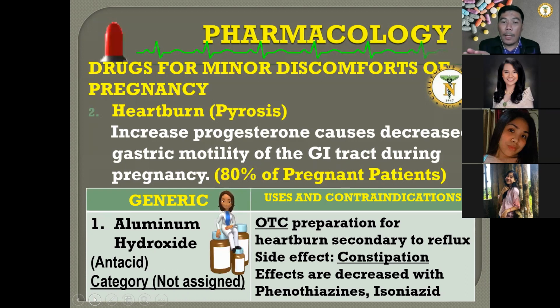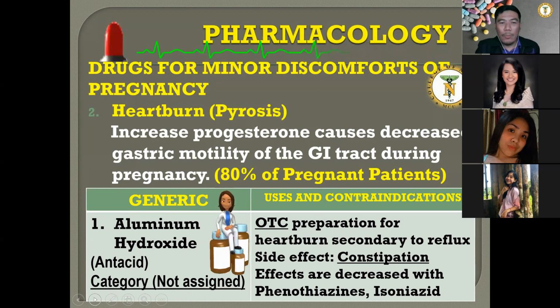Ngayon, if phenothiazines are prescribed to the pregnant client and aluminum hydroxide at the same time, much better that it should be given at a different time. Same as with isoniazid. Actually, isoniazid is an anti-tuberculosis drug. So, antibiotic din ito for tuberculosis, which must not be given at the same time with aluminum hydroxide, because it will decrease its effect.